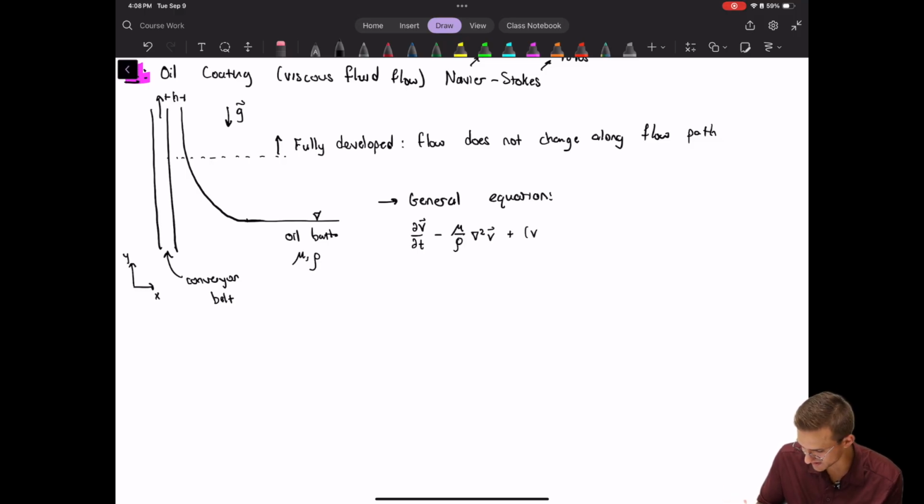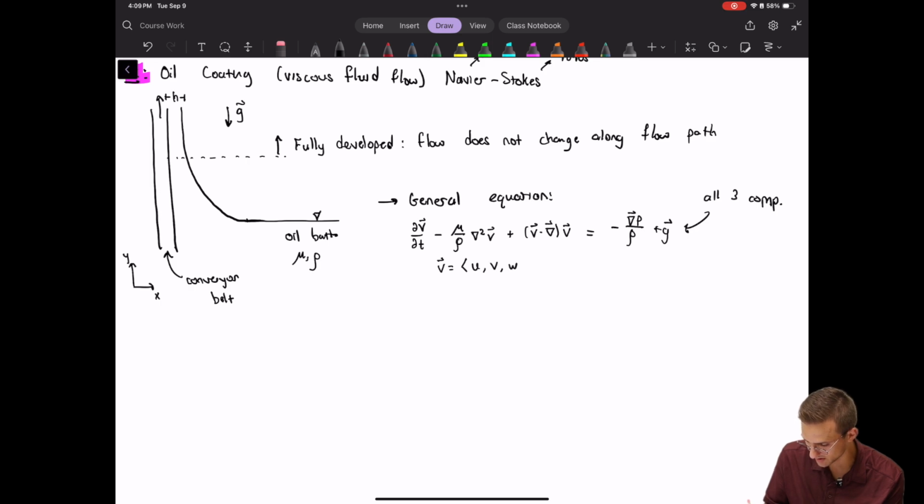plus v dot grad. So this is the gradient operator, and I'll put a little vector above it there. V is equal to minus the gradient of the pressure divided by rho plus g. So all three components are encapsulated here, because it's in vector language, right? V itself has three components. In the fluid mechanics context they're usually denoted as U, V, and W, which would be the x, y, and z components of the flow.